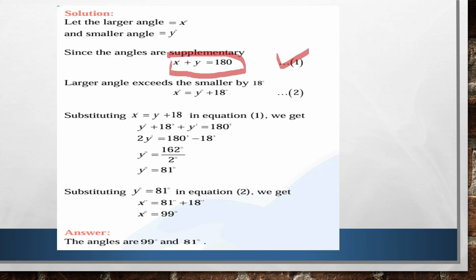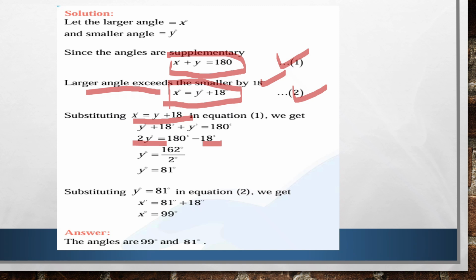Again, it is given in the continuation of the question that the larger angle exceeds the smaller by 18 degrees. I can write the second equation as x is equal to y plus 18 degrees, equation 2. Now by using the substitution method, I substitute x is equal to y plus 18 in equation 1. We get y plus 18 plus y is equal to 180. So 2y is equal to 180 minus 18, that is 162, divided by 2, you will get y is equal to 81. So y is 81 degrees.